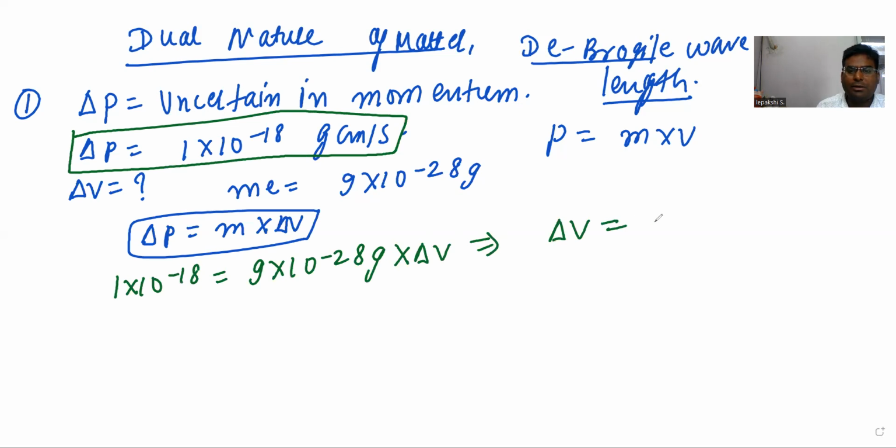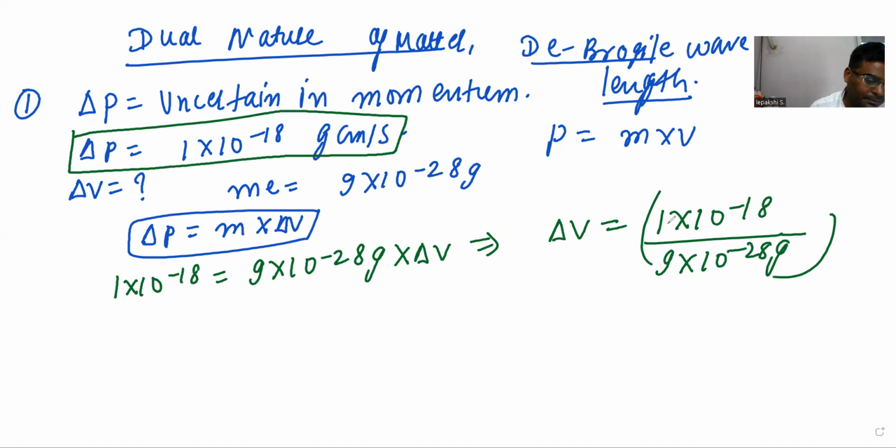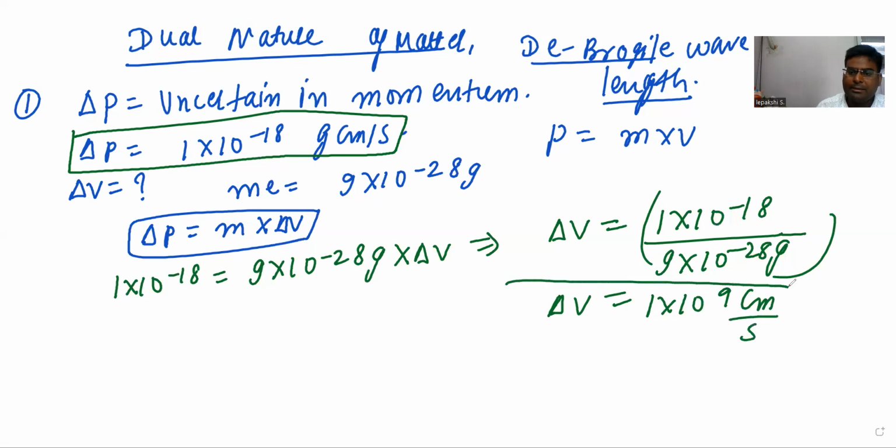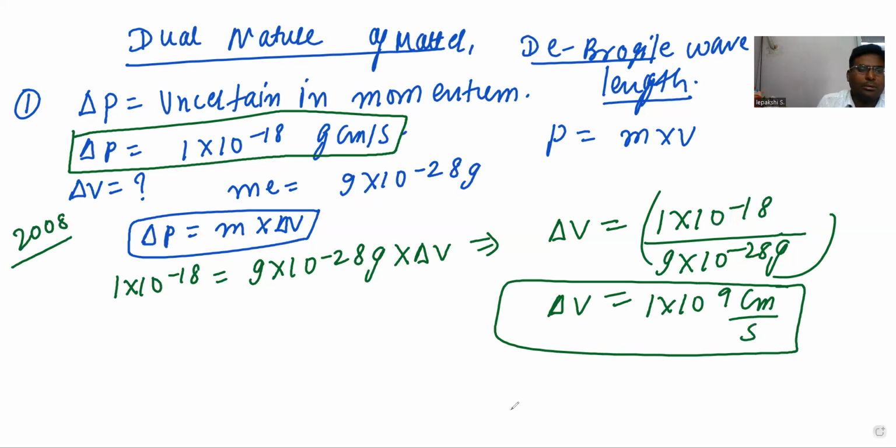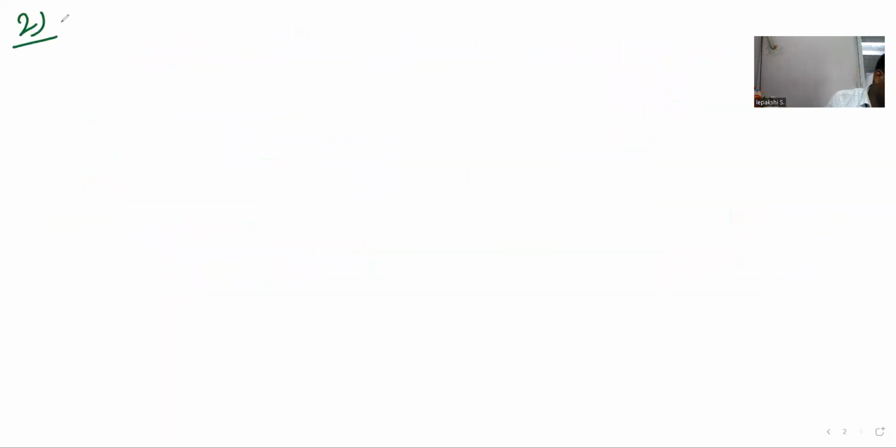So delta V is equal to 1 into 10 raised to minus 18 divided by 9 into 10 raised to minus 28 g. Calculate this, right? So you will get delta V as 1 into 10 raised to 9 centimeter per second. It was asked in 2008, so please write the explanation. Now see the next sum, the second one.